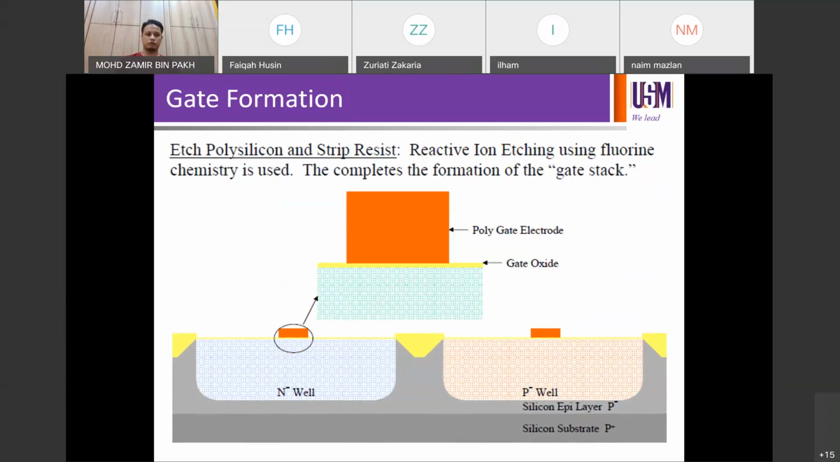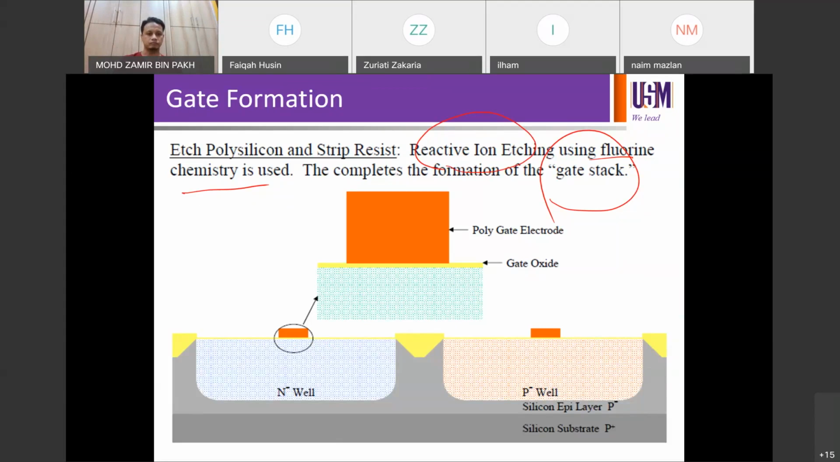RIE process using fluorine chemistry is used. RIE, fluorine chemistry. So this completes formation of your gate stack. Remember the modules, you have interconnect, you have gate, you have isolations, right? You have altogether 5 modules. So this is the formation of your gate module, right? So you have polysilicon gate on gate ox on your bottom structures. Okay.